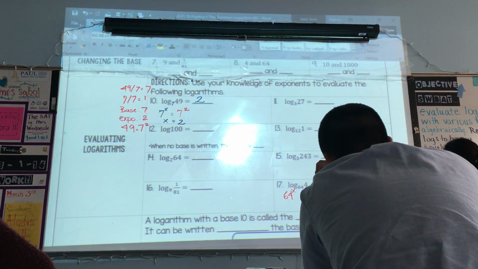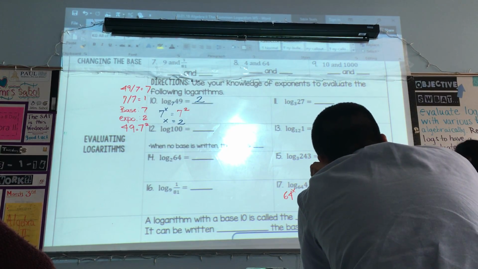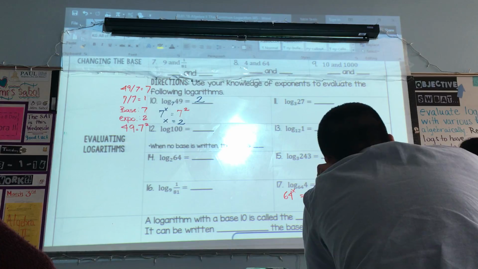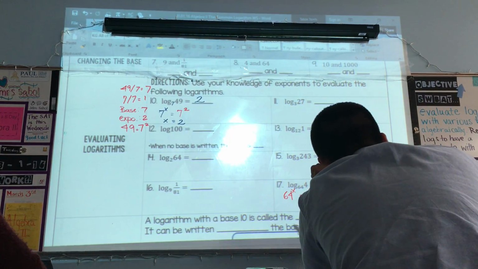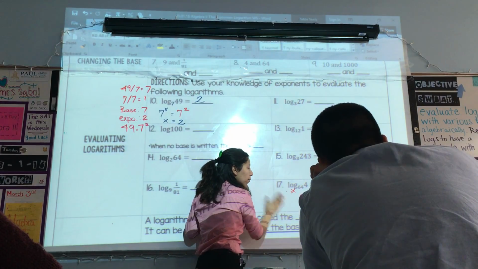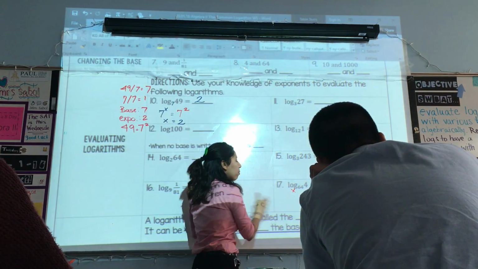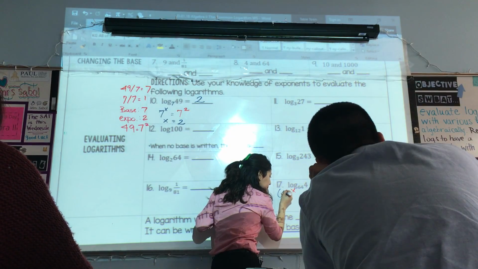All right? So our base is the number we divided by, which was 4. And our exponent is the number of times we divided, which was 3. So we're going to rewrite 64 as 4 to the what power? 4 to the 3rd power. Very good. So right here, where we had 64, we will put 4 to the 3rd power.